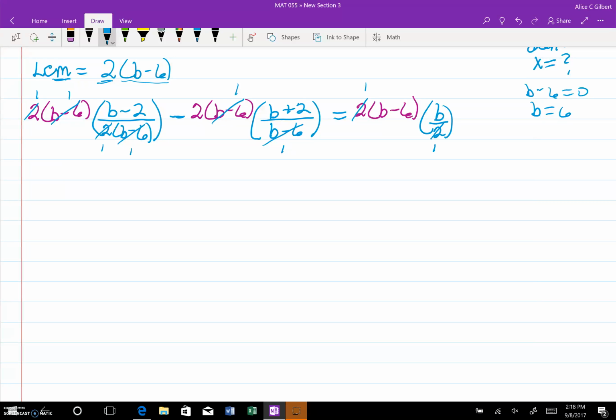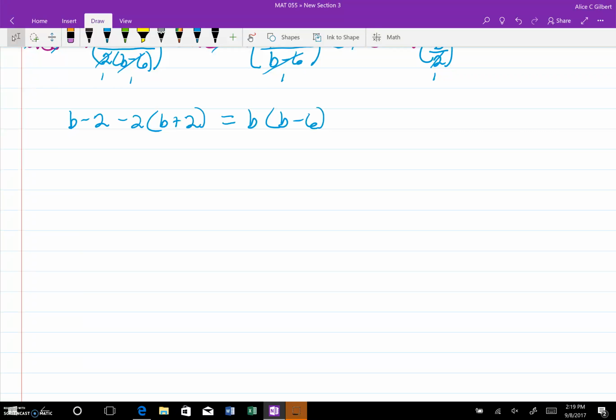So this one is just 1 times 1 times b minus 2. So that's good. This is going to be minus 2 times b plus 2. And then equals, and this is going to be b minus 6. Now this next step is when I'll go ahead and distribute stuff. So b minus 2, negative 2b minus 4 equals b squared minus 6b. Remember, I'm distributing this into each of these. I'm distributing this, including the negative, into each of these.